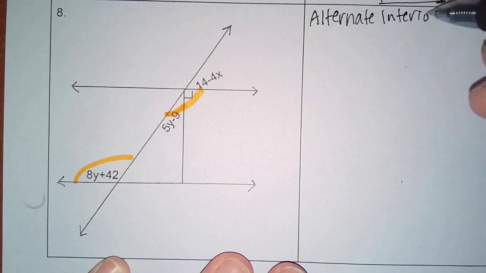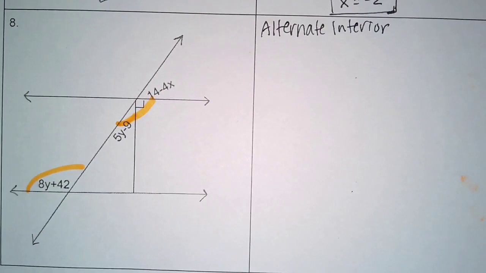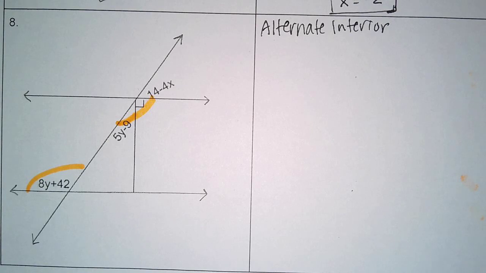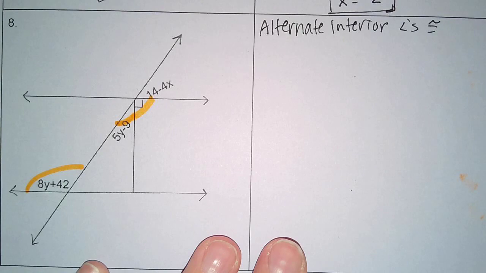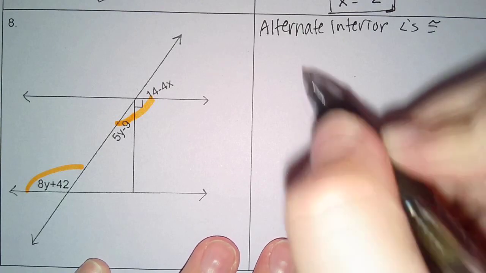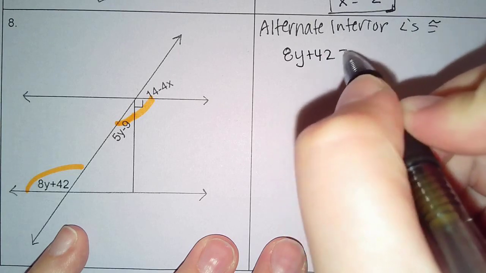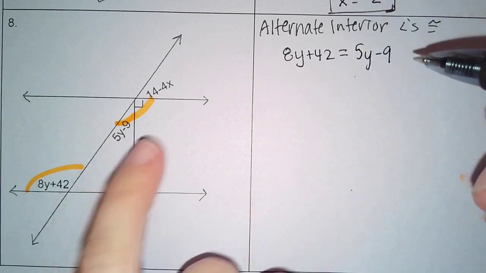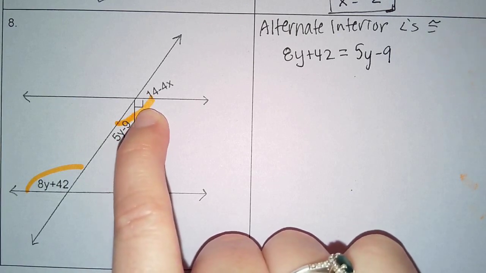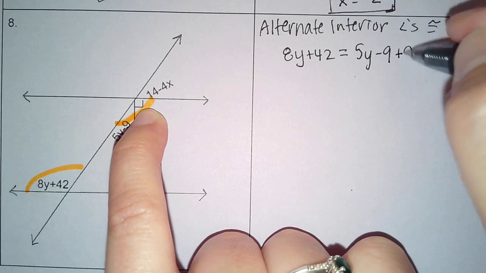If you get stuck on these challenging ones, I really do encourage you to use the highlighter to kind of identify what your angles are. They're congruent. So let's plug them equal to each other. We have 8y plus 42 equals 5y minus 9 plus this additional part here that has a box in the corner, and that tells me 90 degrees. So plus 90.